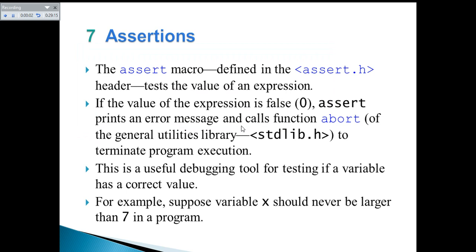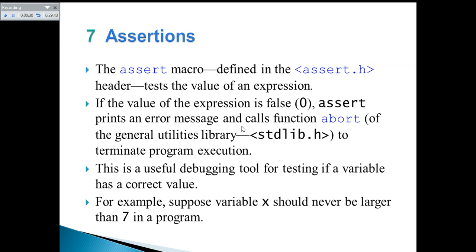Assertions. The assert macro defined in the assert.h header tests the value of an expression. If the value of the expression is false, 0, assert prints an error message and calls function abort of the general utilities library stdlib.h to terminate the program execution. Let's read thoroughly, then we will explain.